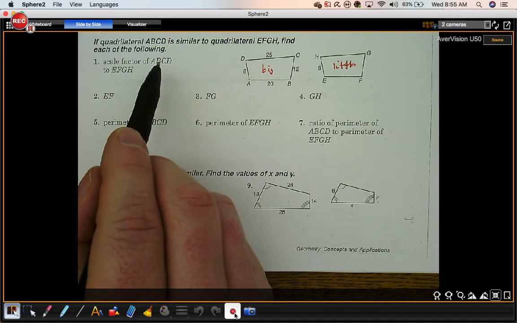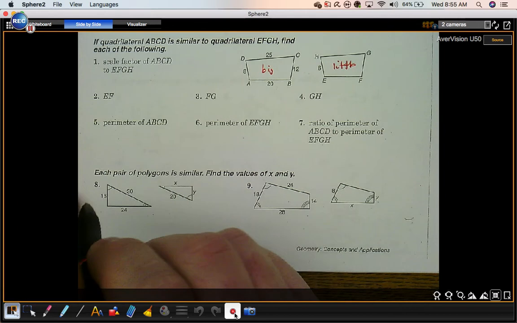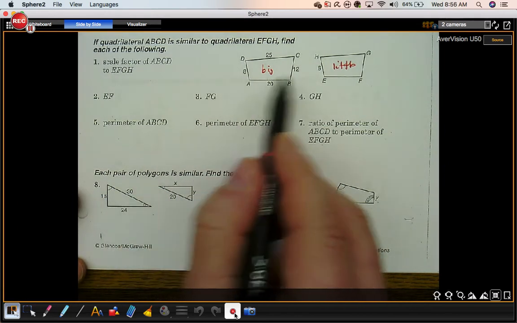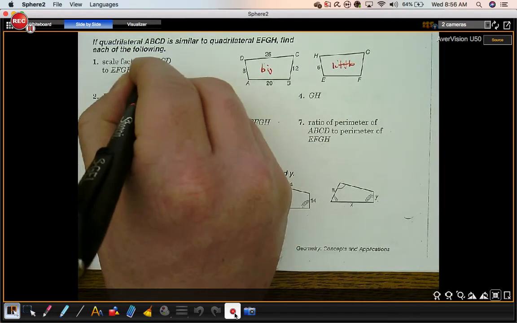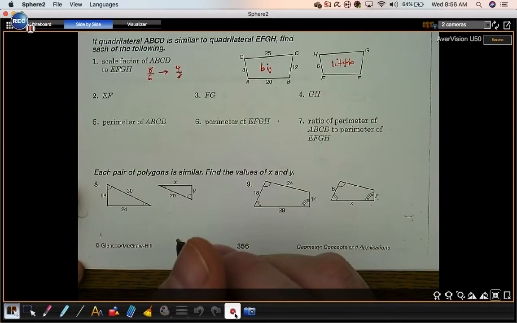So they want you to write a ratio of big to little. So make sure when you write that ratio, you have your bigger number first. Okay, so we know that 8 goes with 6, not because they're both on the left, but because of the statement. So 8 to 6, and we know that just reduces to 4/3.